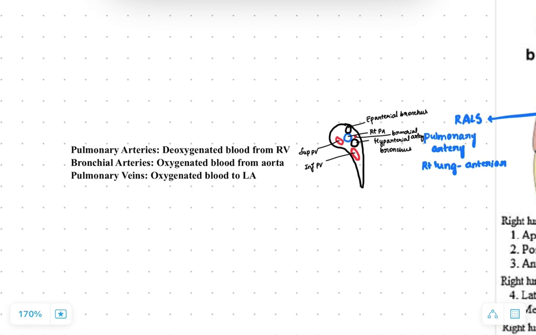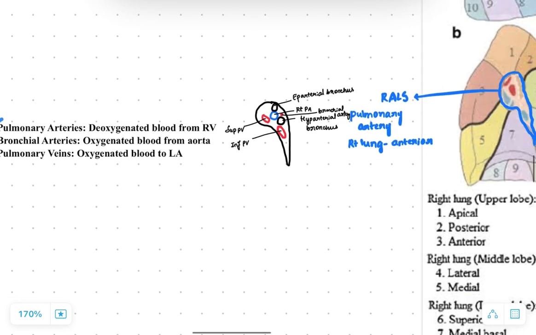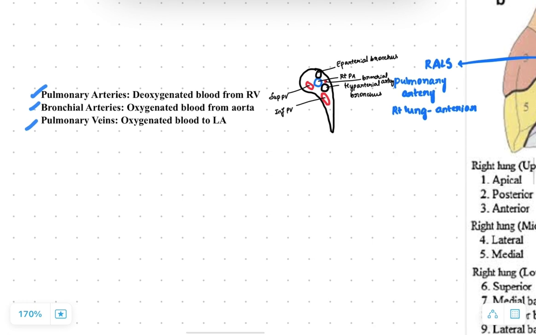Each bronchopulmonary segment will have these blood supplies. The pulmonary artery carries the deoxygenated blood from the right ventricle, and the bronchial artery carries the oxygenated blood from the aorta to the segments, and pulmonary veins carry the oxygenated blood to the left atrium. So oxygenated blood is carried from the aorta to the lungs by the bronchial arteries, and oxygenated blood from the lungs to the left atrium by the pulmonary veins.